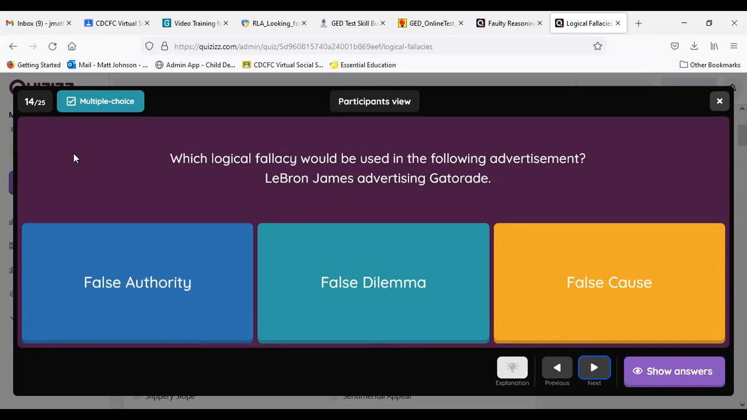Which logical fallacy will be used in the following advertisement? LeBron James advertising Gatorade. False authority, false cause. Logical fallacy will be used in the following advertisement.